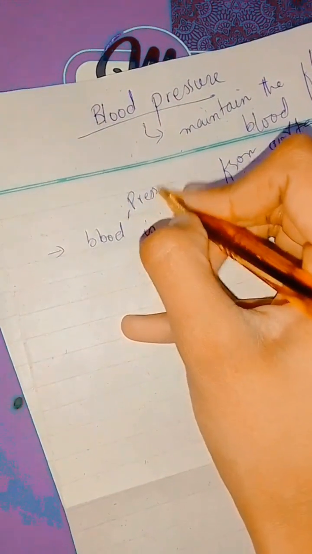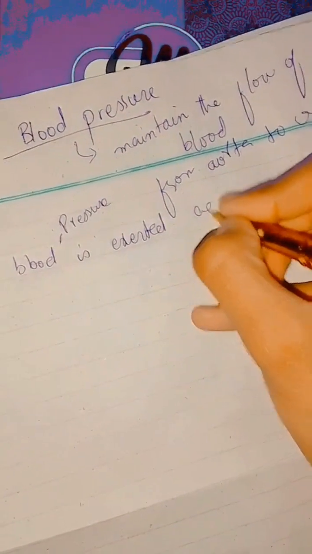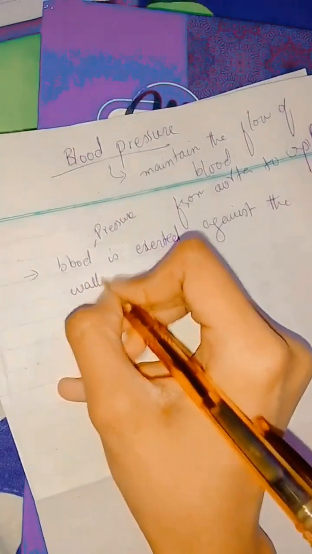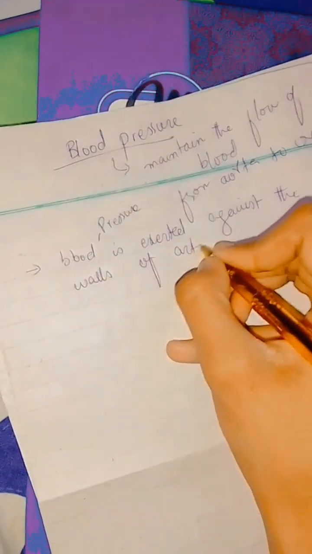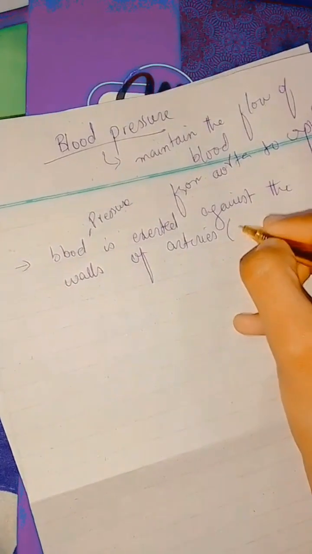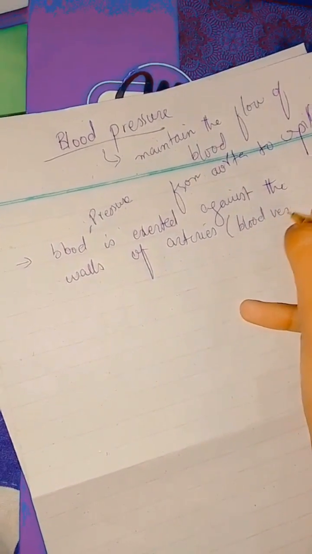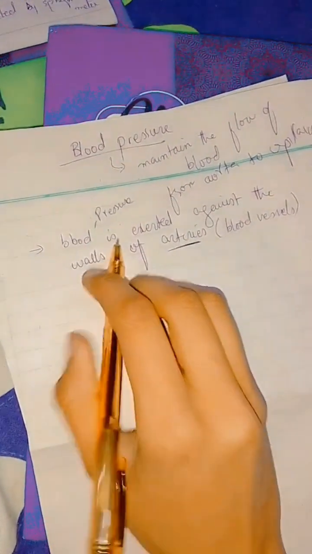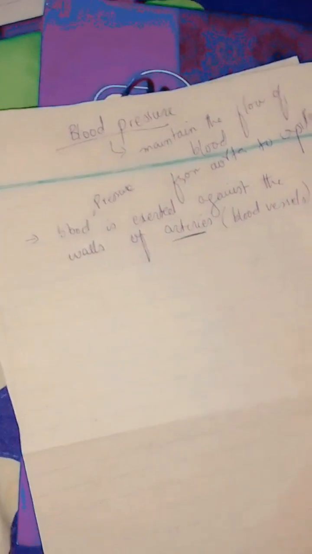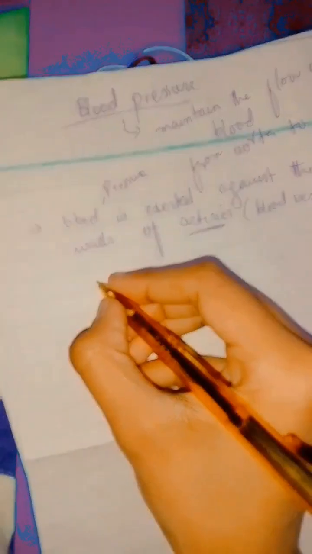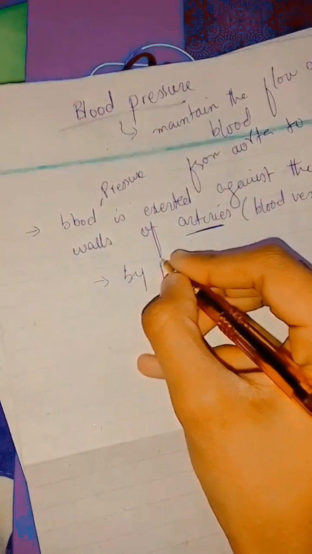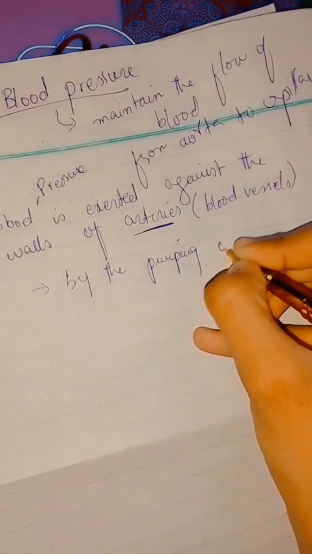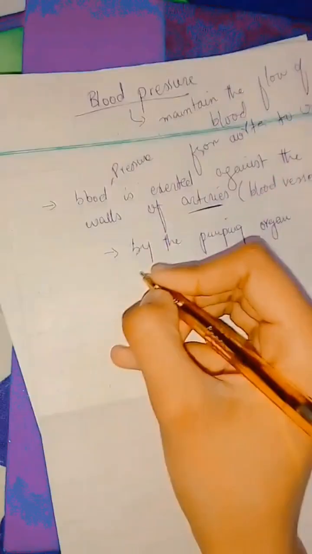Blood pressure is exerted against the walls of arteries. Generally we talk about blood vessels, but if we specify, that is arteries. So the blood pressure is exerted against the walls of the arteries, and the pressure is generated by the pumping organ.